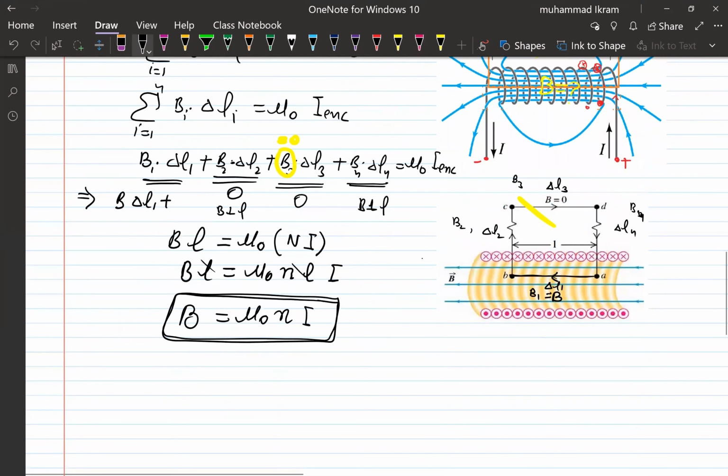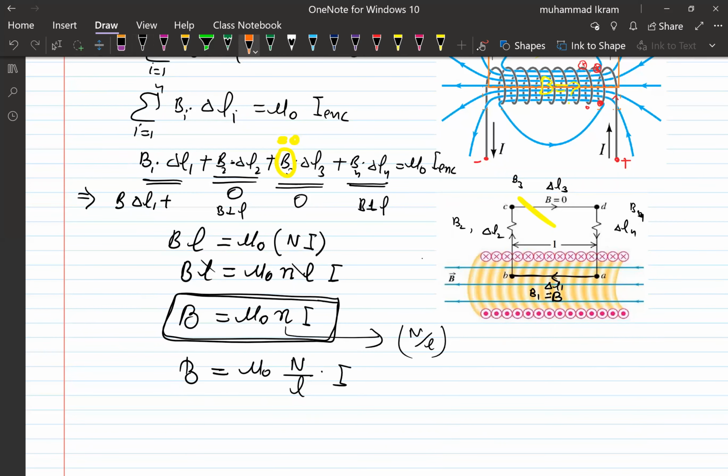Now, what does this mean? That B is directly proportional to the number of turns per unit length of the solenoid, and it is directly proportional to the current flowing. So there is a geometric factor involved here. And what is that geometric factor? This N, right? Which is the number of turns per unit length. So it depends on this geometric factor also. Now this equation can also be written as B is equal to mu naught times the number of turns divided by the length L.